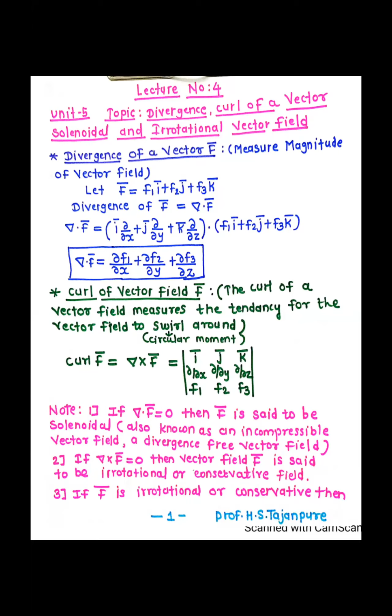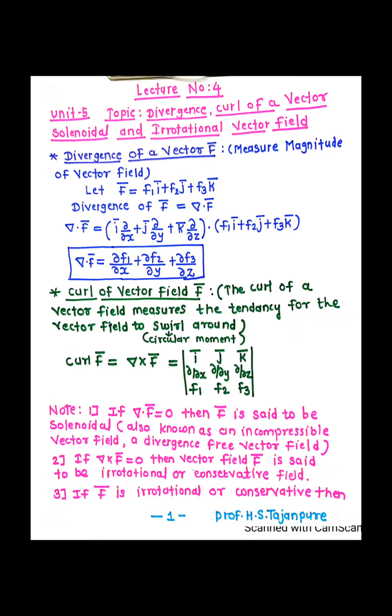Okay, so let's go through the definitions of, first of all, divergence. In this lecture, we are going to see divergence, then curl of a vector, and by using these, we are going to see the concept of the solenoidal and irrotational vector field. So, divergence of a vector. Divergence measures the magnitude of the vector field.